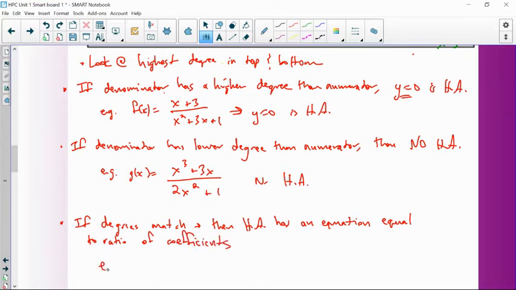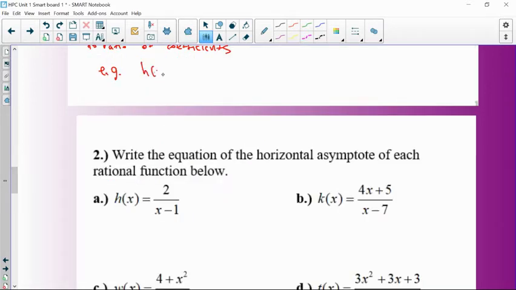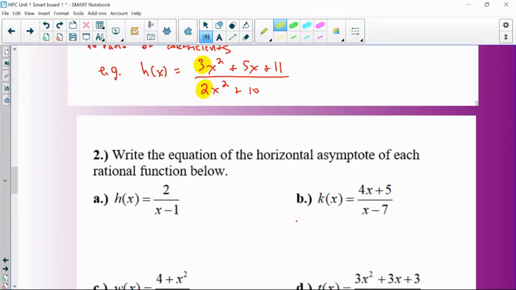As an example, what if we had h of x equals 3x squared plus 5x plus 11 over 2x squared plus 10. I noticed that the highest degree is squared in both. So it's a tie. What I then look for is the ratio of the coefficients of those lead terms. Oh, it's a 3 to 2 ratio. Awesome, then that's my asymptote. So I would say y equals 3 over 2 is the horizontal asymptote. That only happens when there's a tie.